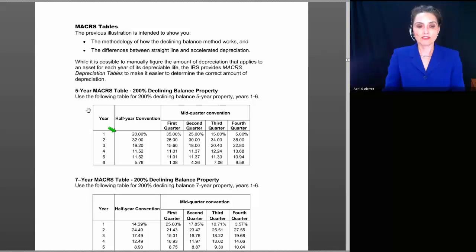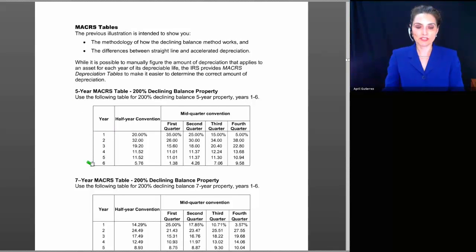Now you can see that for 5-year property, we've got depreciation being claimed over 6 years, and the half-year convention representing this column. But if you have an asset that was placed in service under the mid-quarter convention, now we have 4 columns. And the percentage rate you get to use is going to vary depending on which quarter that asset was placed in service.